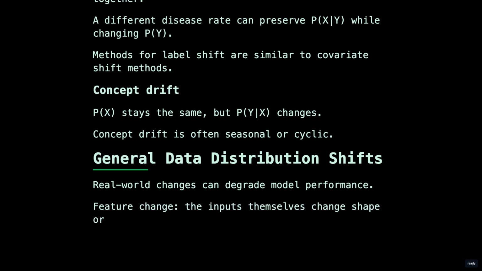Feature change means the input side of the problem has shifted. A column can disappear, a new one can appear, or the values can move into a new range. And even something as simple as changing age from years to months can break the model's assumptions. A pipeline bug that turned a feature into NaNs is another version of the same problem, because the model is suddenly receiving values it was never trained to handle.